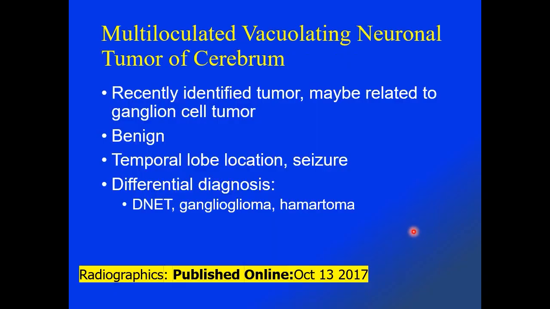Multiloculated vacuolating neuronal tumor of the cerebrum is a relatively recently identified tumor which may relate to ganglion cell tumor. It is thought to be low-grade and benign, typically found in the temporal lobe, and associated with seizures. Differential diagnosis would include DNET, ganglioglioma, and hamartoma.